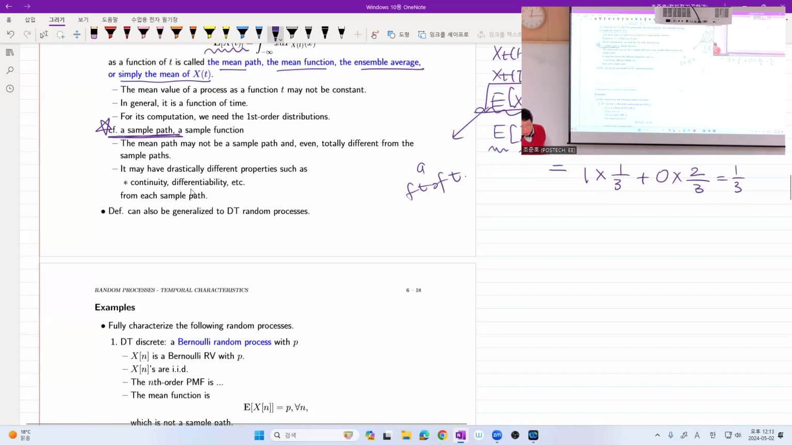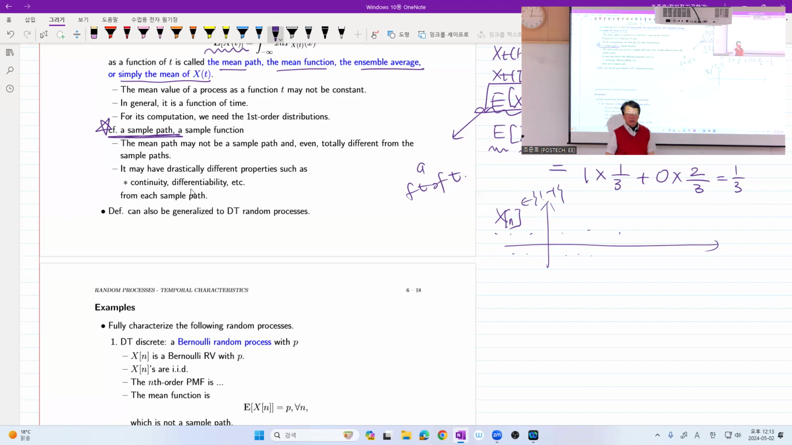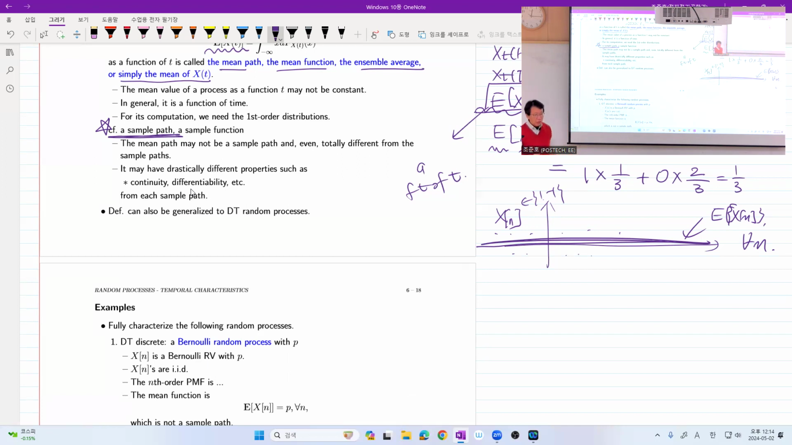There goes the idea. For example, let's remember this discrete time random process that is 1 or negative 1. What about each sample path? Each sample path has either 1 or negative 1, right? However, if 1 and negative 1 are equally likely, what is the mean path? 0 for all n. Okay? First, is this sample path a member of the ensemble? No! Right? So the mean path, even in this case, is not in the ensemble. It's not a sample path at all. Mean path is not a sample path. Got it?